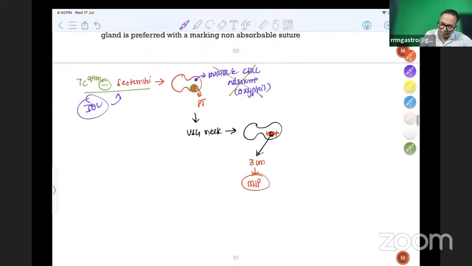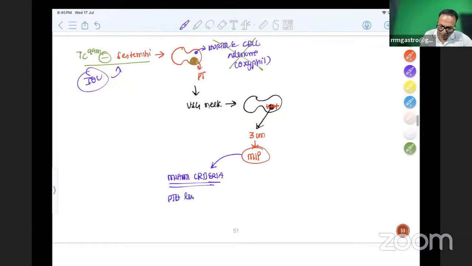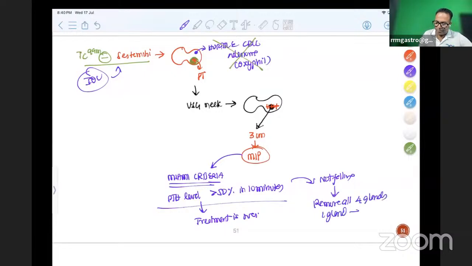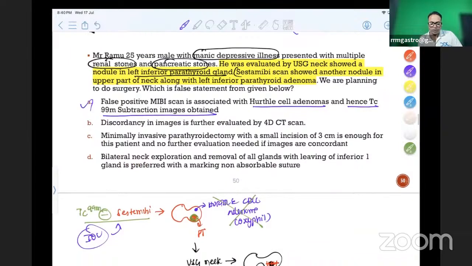After removing the nodule by MIP, I will apply the Miami criteria. What is the Miami criteria? After removing that nodule, I will test the parathyroid hormone level. From the previous value, it should fall more than 50% in 10 minutes, which means your treatment is over. If it is not falling, the Miami criteria has failed, which means I should open the full neck and remove all 4 glands. All 4 glands are removed and 1 gland is kept in the forearm. Okay, in the forearm. This is a classical MCQ point. Don't forget this. Now come to the question.